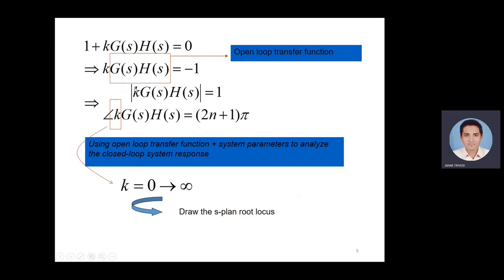So the magnitude of K G(s)H(s) equals 1, and the angle of K G(s)H(s) is equal to (2n plus 1) times pi. Using the open loop transfer function plus system parameter, we analyze the closed loop system response, and it is formed for K from 0 to infinity, and that is drawn on the S plane with the help of root locus.